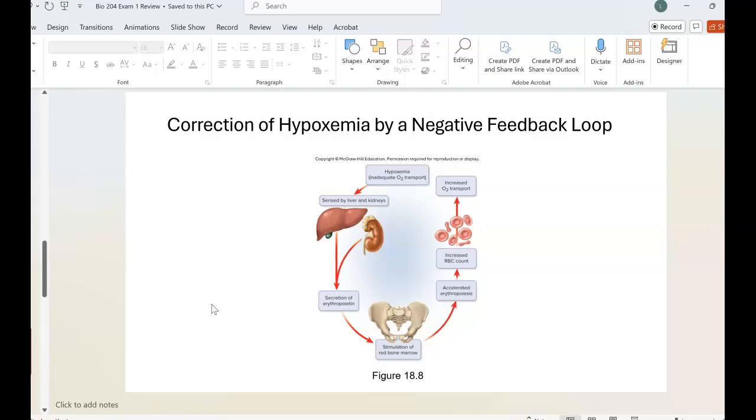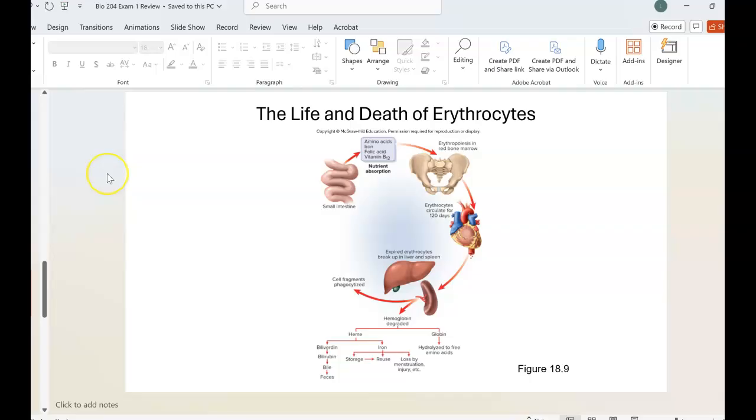This is a process that, once it starts, is going to take about 3 to 5 days to ramp up those red blood cells. We also went through the life and death of erythrocytes. So we need some key ingredients to make our red blood cells. We need amino acids to make the hemoglobin. We need iron for that heme group. We also need folic acid and vitamin B12. Those are the ingredients to make our red blood cells.